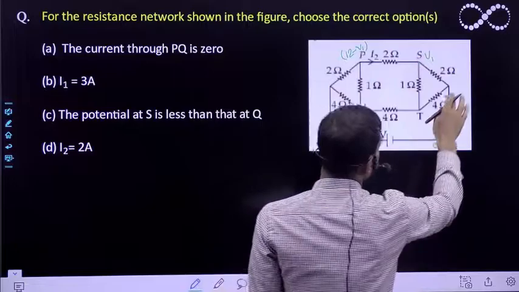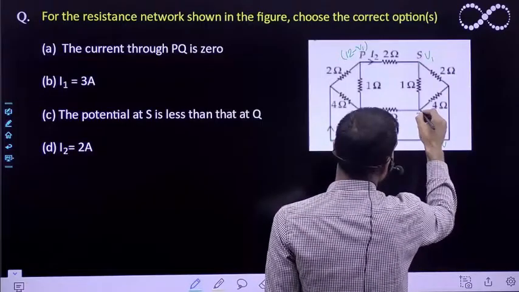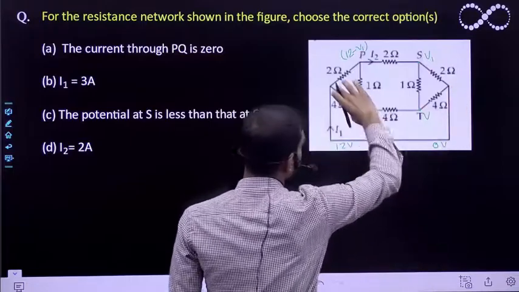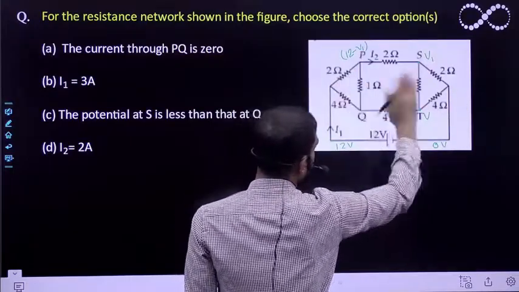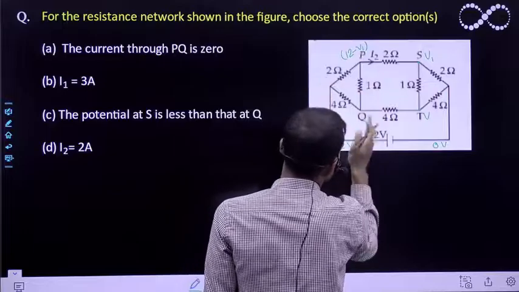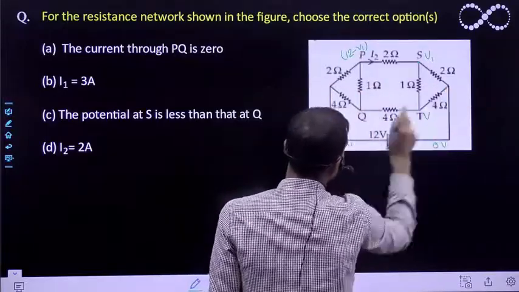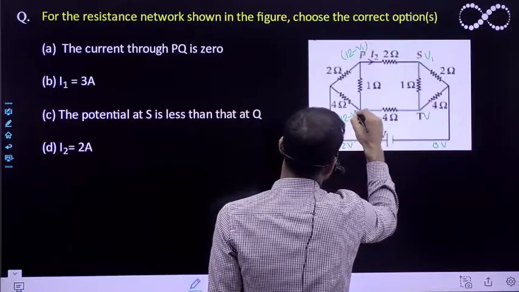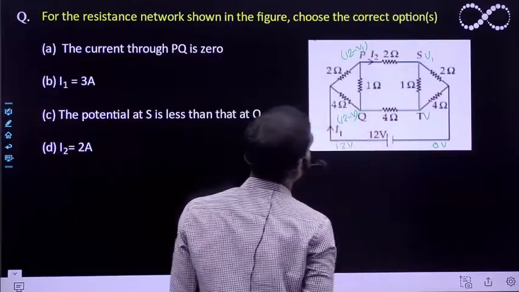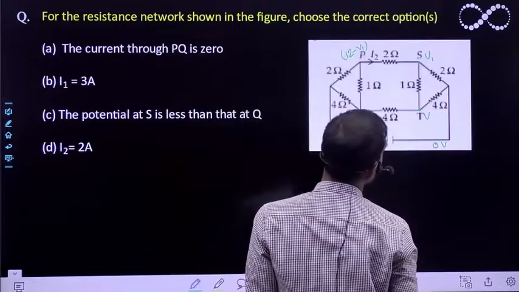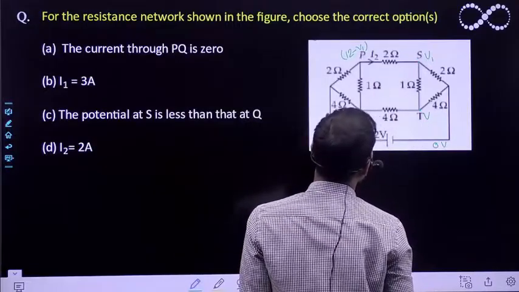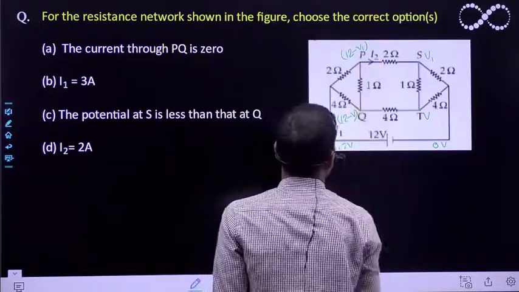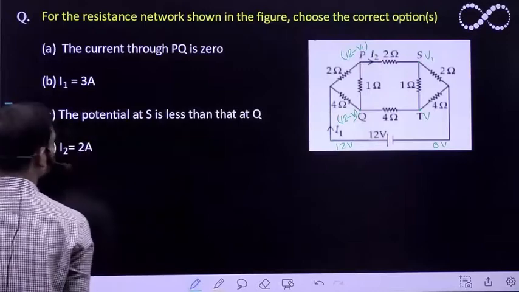Now I am taking this potential as V, let us suppose. So the potential difference across this is V, and the potential difference across this should also be V because both are symmetrical. In this direction the potential will decrease because the current is flowing in this direction, so this will become 12 minus V. Now I know the potentials at all the points. There are two unknowns, so I need to write two equations. I will write the junction law at point P and point Q. So let us use the junction law at P.